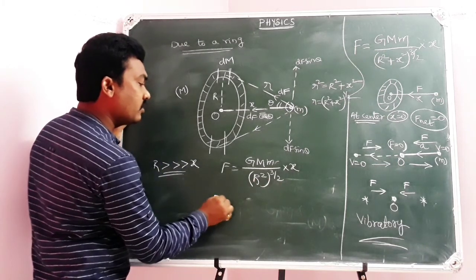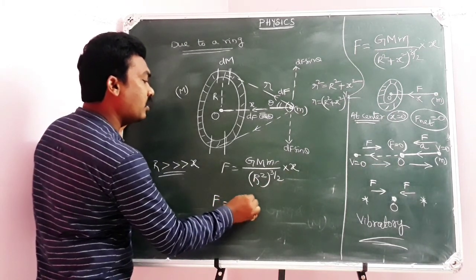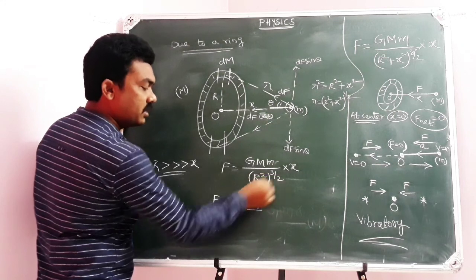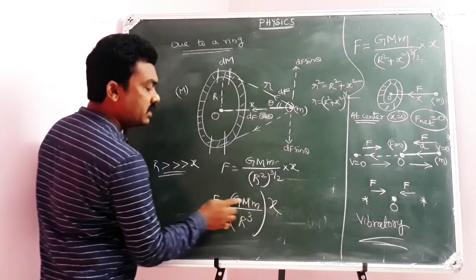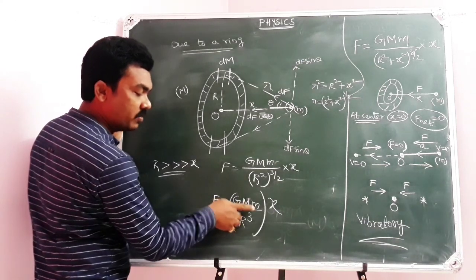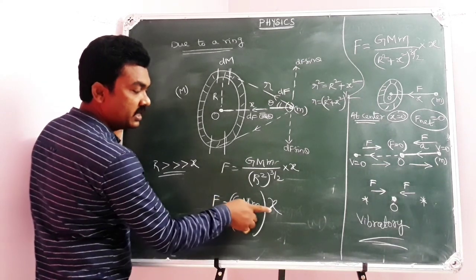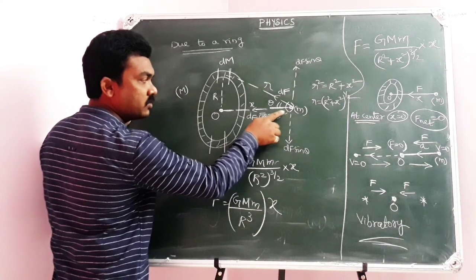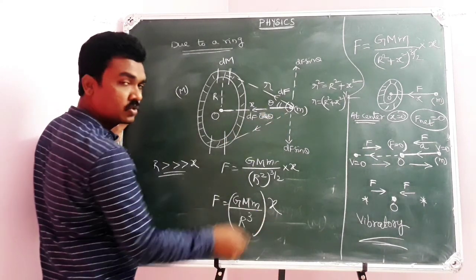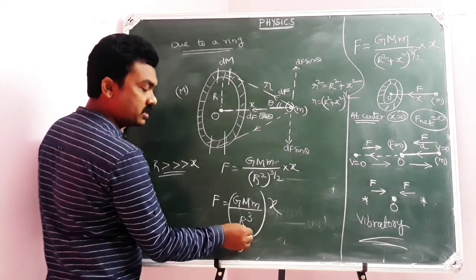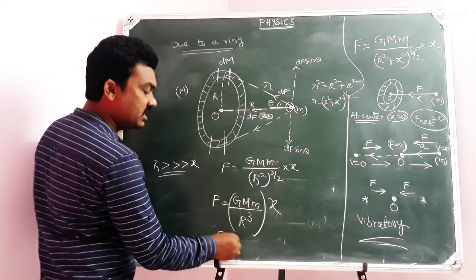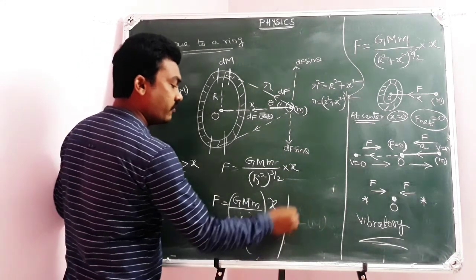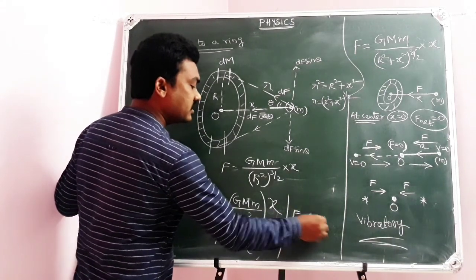Then F is equal to G capital M small m by R cube, because the 2 will get cancelled, into x. G is constant, capital M constant, small m constant, capital R constant. x varies because your point mass is moving towards the center. This is all constant, so I can write F is equal to some constant into x, so that F is directly proportional to x.